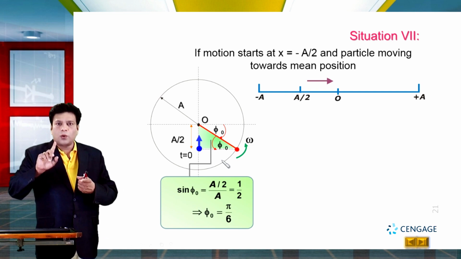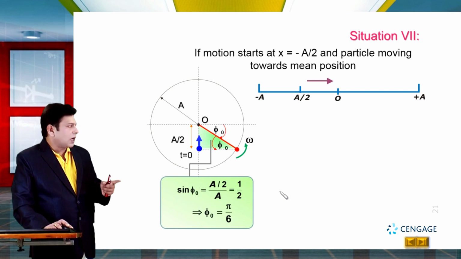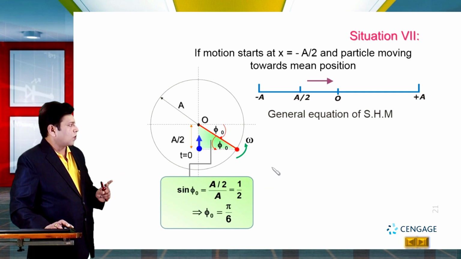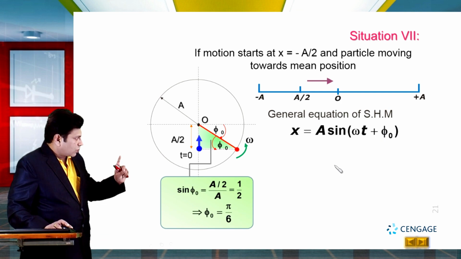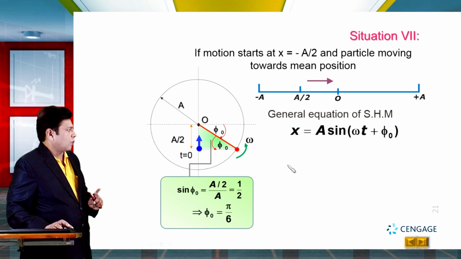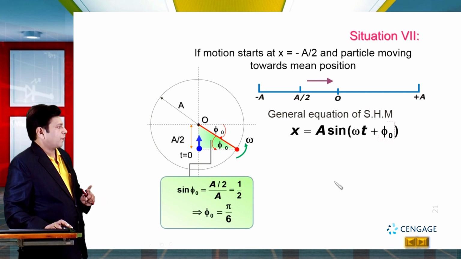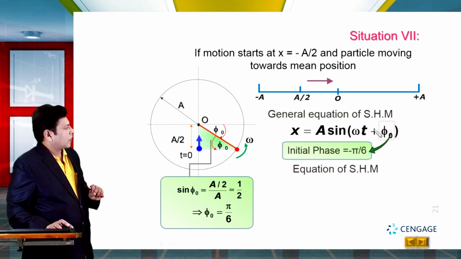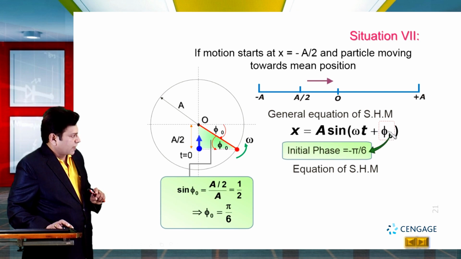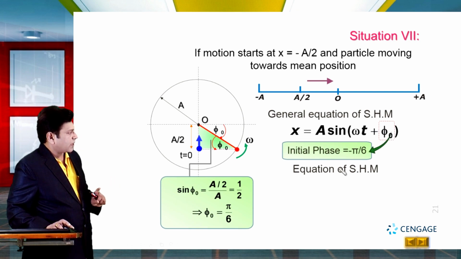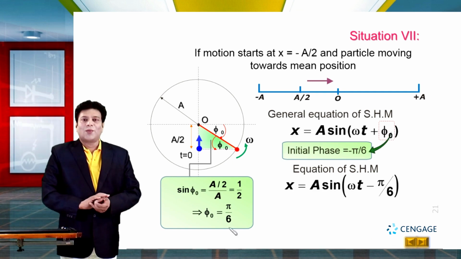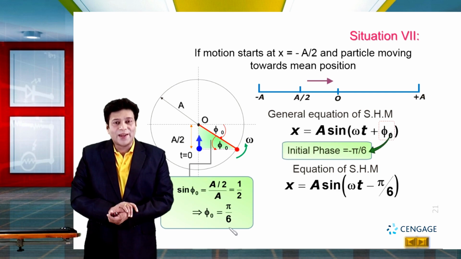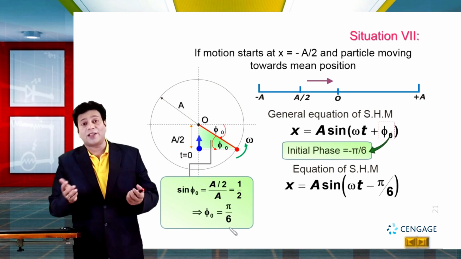If we substitute the value of phi naught in the general equation of SHM, that is x equal to a sin omega t plus phi naught, we should substitute with the negative sign. So we should write here initial phase equal to minus pi by 6. Now in the equation of SHM, we can substitute minus pi by 6 here. So the equation of SHM should be equal to a sin omega t minus pi by 6. Well, up to this part we learned how to write the equation of simple harmonic motion in different situations.